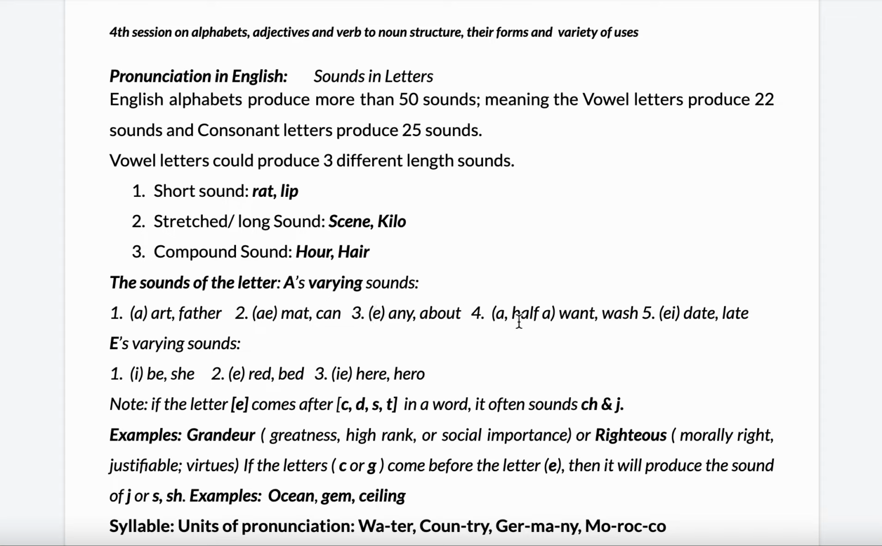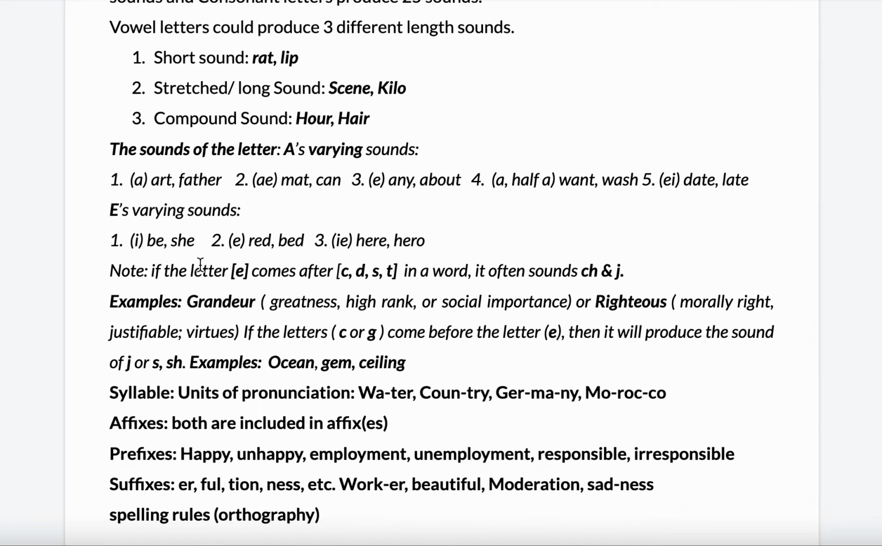The fourth one is A. I have written it's like a half of A and a half. So it's like one, wash. And the last one, it sounds like EI. And in reality we see A and A. So the same applies to our E part. It's like be, she. It sounds like I.